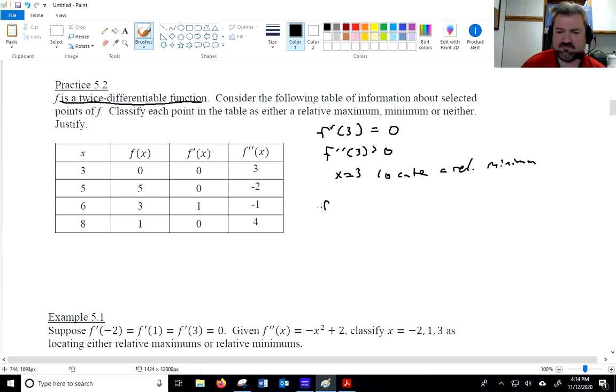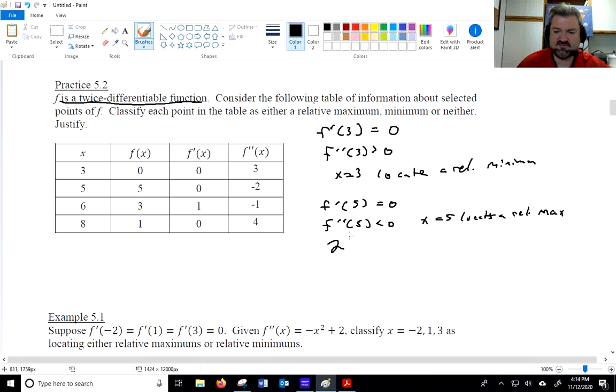Now, f prime of 5 is also 0. And f double prime of 5 is negative, so we must be concave down. That means that x equals 5 locates a relative maximum. And again, what am I using to say this? The second derivative test.